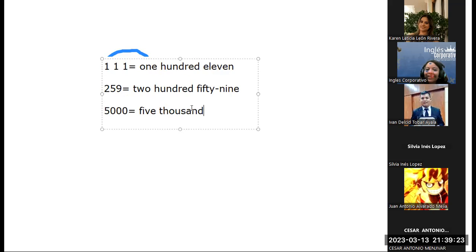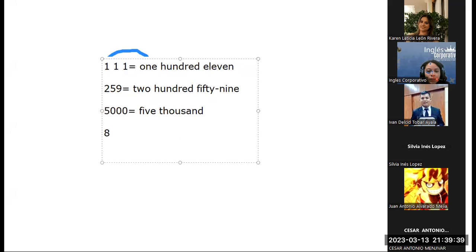Thousand. So 5,000. Oh, eso es todo. 5,000. Porque no tengo más. I don't have more. Right? So 5,000. Porque este representa a this number. ¿Qué sucede si fuera más de eso?